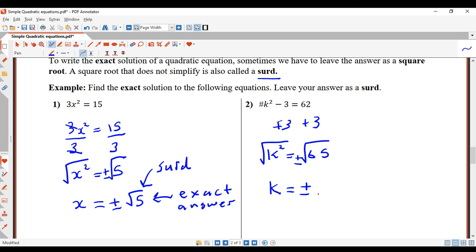Now, because we're writing the exact answer, if you put in the square root of 65 on your calculator, you're going to get 8.06225 and so on. It doesn't simplify to a nice whole number, so we're just going to leave it as the exact answer because that's what the question says to do. So that's my answer, k equals plus or minus the square root of 65.